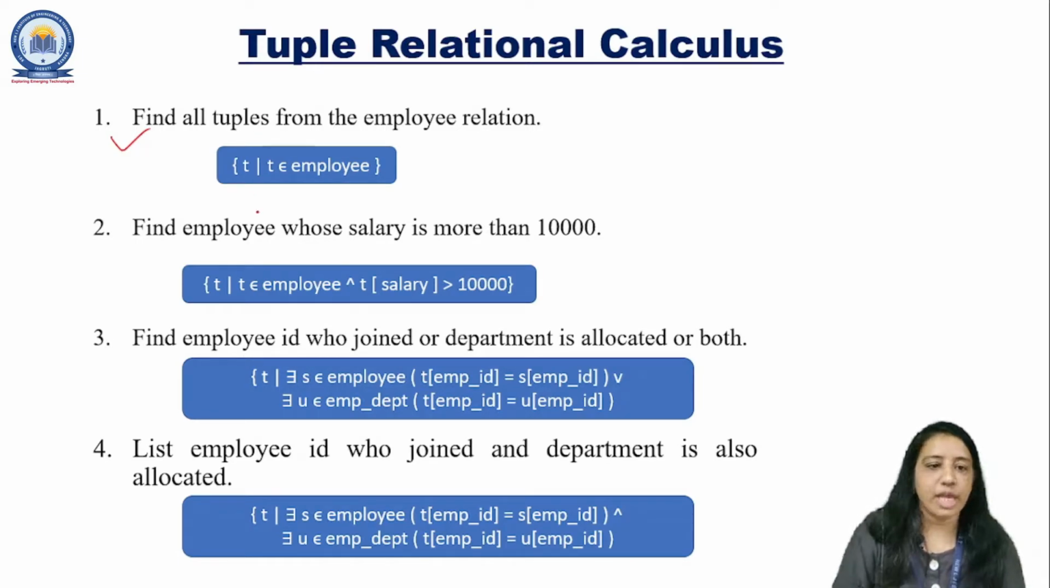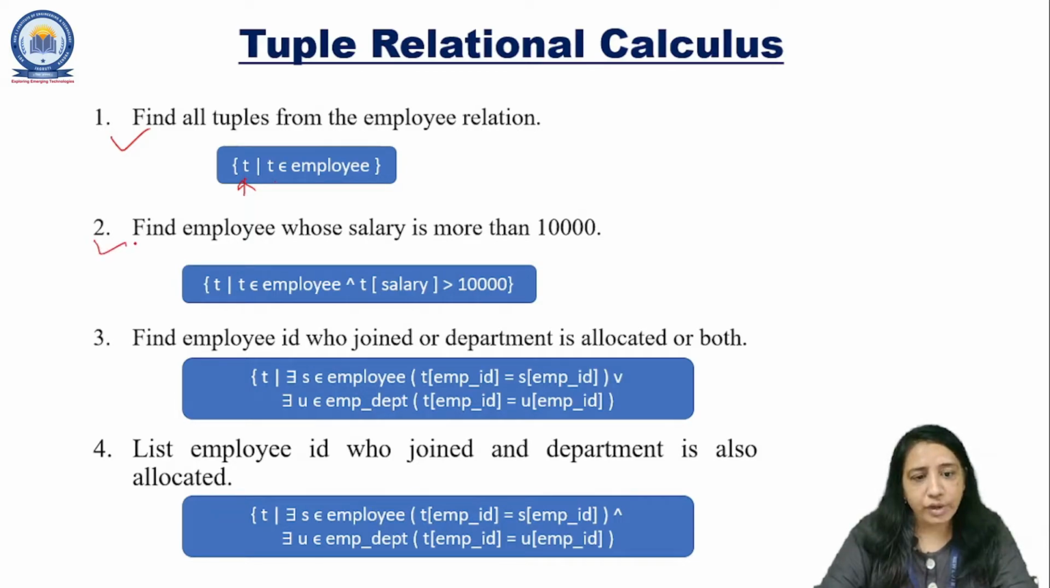So how to do that? The main form is {T | T ∈ employee}. That means the tuple T belongs to employee. So the output should be the content or the information of the employee relation.